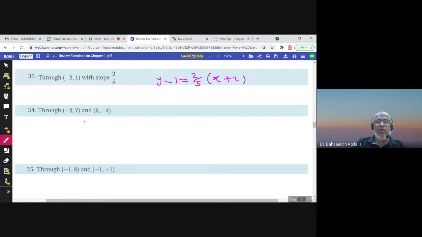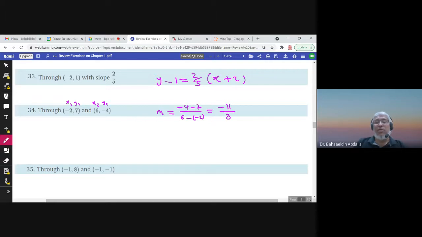Now write the equation of the line that passes through these 2 points. So I have x1, y1 here, x2, y2 here. We have 2 points. We need a point and slope to use this form. So let me find the slope. The slope is delta y over delta x. So it is y2 minus y1 over x2 minus x1. So -4 minus 7 is -11. 6 plus 2 is 8.